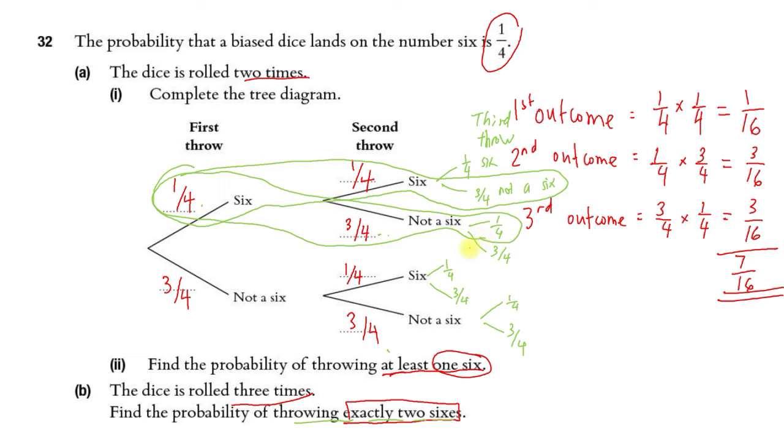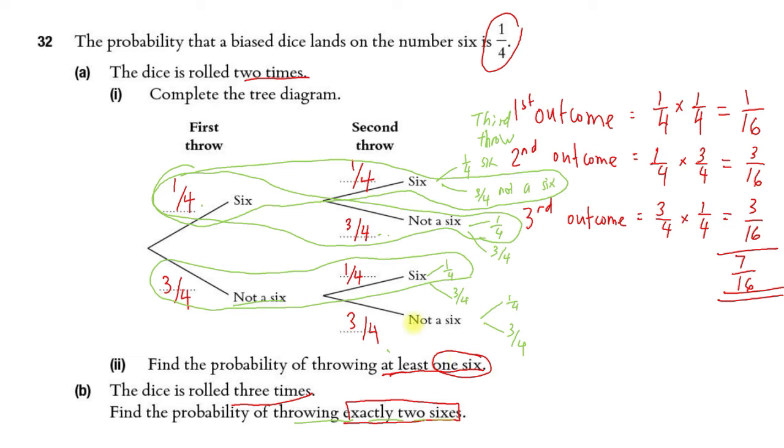Are you following? Okay, another possible outcome is not to get a 6 in the first row, and then you get 6 in the second and third row. Okay, this is one possible outcome that fits the criteria. And that's it.